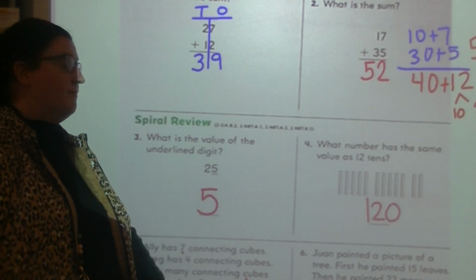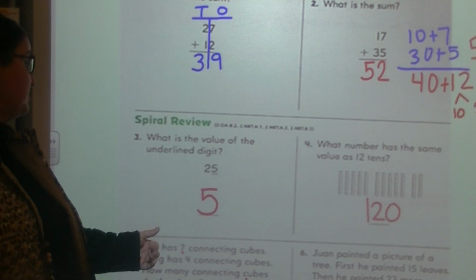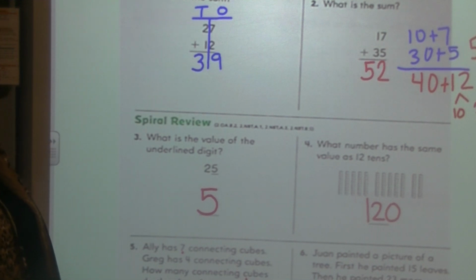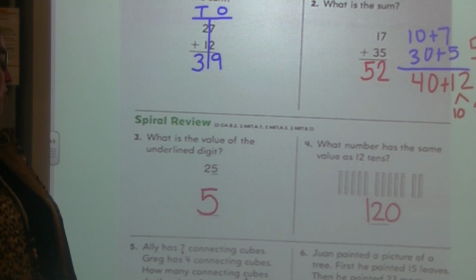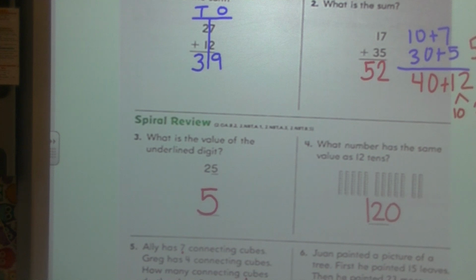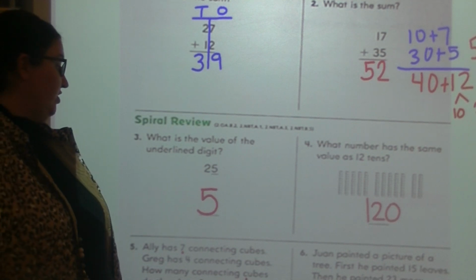Number 6. Juan painted a picture of a tree. First, he painted 15 leaves. Then, he painted 23 more leaves. How many leaves did he paint? All right, what is our keyword?